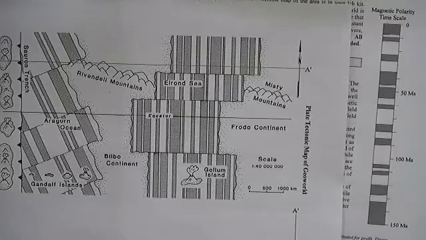Now we realize that the ridge is offset from time to time associated with those transform faults. But make sure you label that one. And again, a lot of the labeling is going to be done on this map at the end of the page.